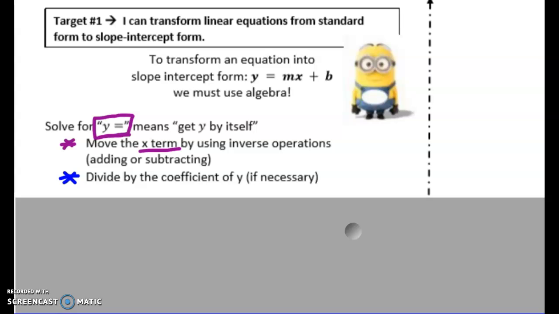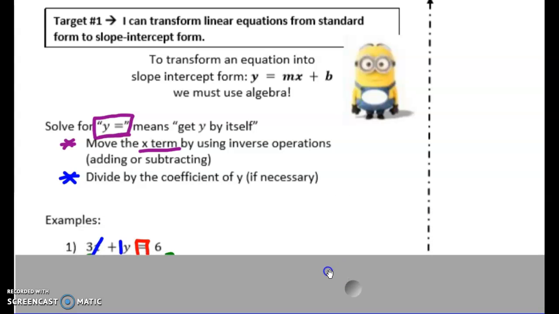Your first lesson is to transform linear equations from standard form to slope-intercept. So I hope you remember working on slope-intercept form. We learned about y equals mx plus b so we could graph linear equations. What we didn't learn back then was how to use algebra in case we get an equation that looks different, like this example, 3x plus y equals 6.